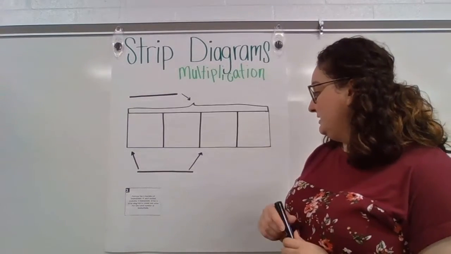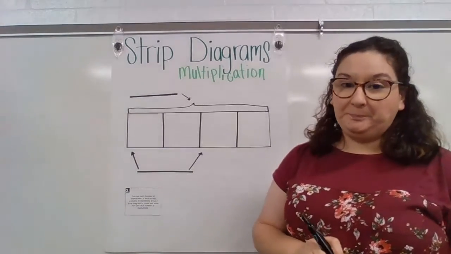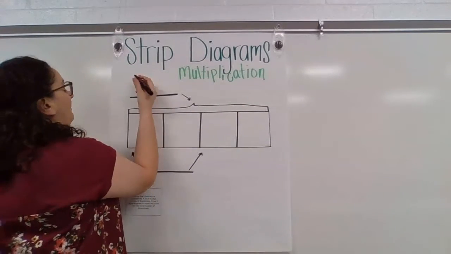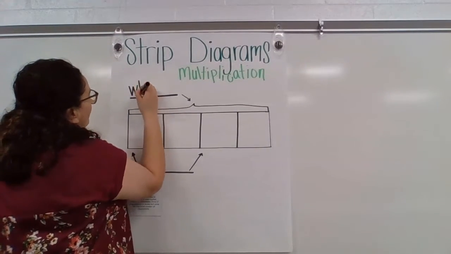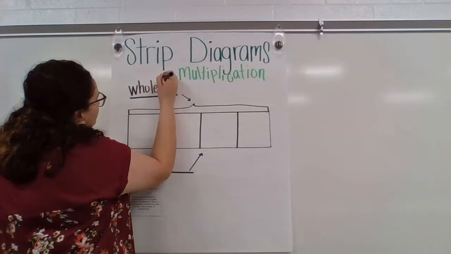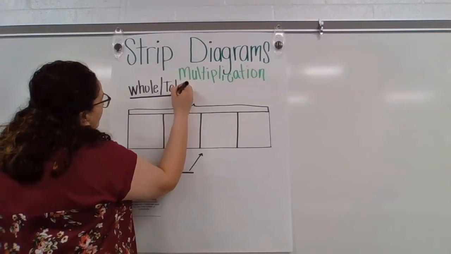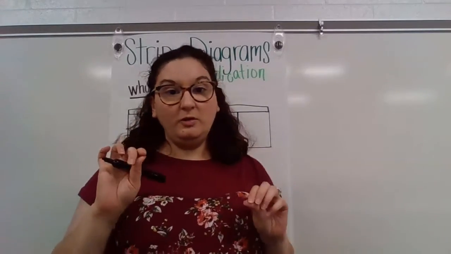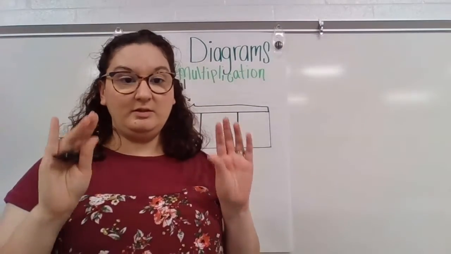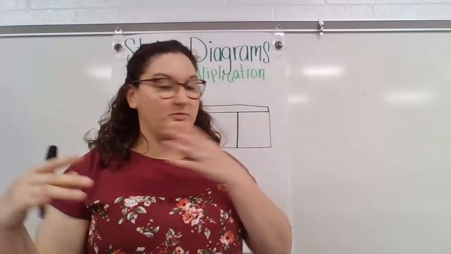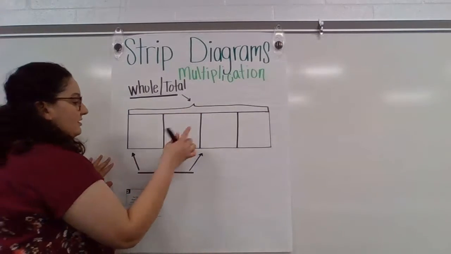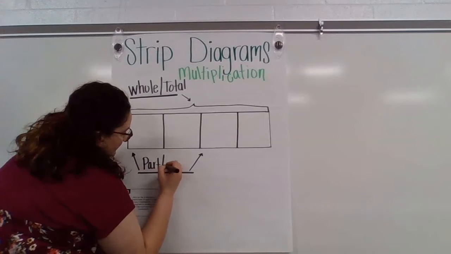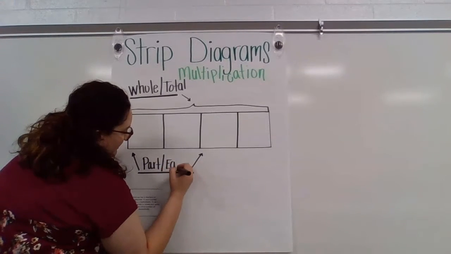Now the boxes down here will look different depending on your problem. This part up here is my whole, or in multiplication, my total. So in multiplication, we are looking for the total number in our equal groups. We have equal groups, and we're looking for the total number of the equal groups.